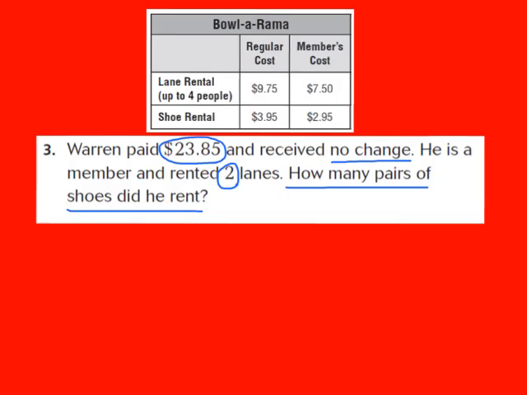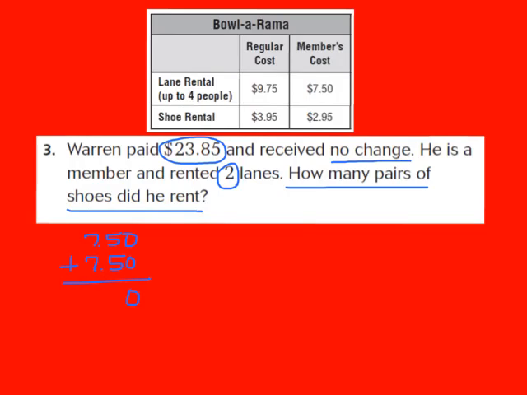So I'm going to go ahead and calculate the cost of the lane rental by adding $7.50 2 times. So I'm going to take my $7.50 and I'm going to add to that $7.50. And that's going to represent the 2 lanes that Warren rented. Now, let's go ahead and work this decimal addition. We're going to start in the hundredths place, and I know that if I have 0 plus 0, I'm still going to have a 0 here in the hundredths place. So I'm going to write the 0 down. Now we're going to focus on the numbers in the tenths place.